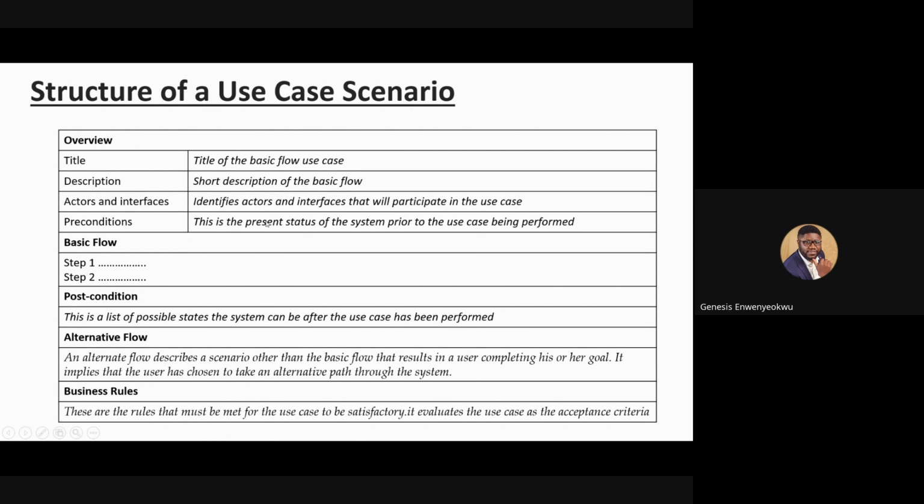Then the precondition, and then the basic flow, you atomize them in steps. The post-condition, the alternative flow, and then the business rules. Now, if the functionalities you need to capture for this particular solution are 50, it means you're going to write 50 tables, and each table will represent each function of the solution. If the functionalities are 100, you write 100. You replicate 100 of these tables.